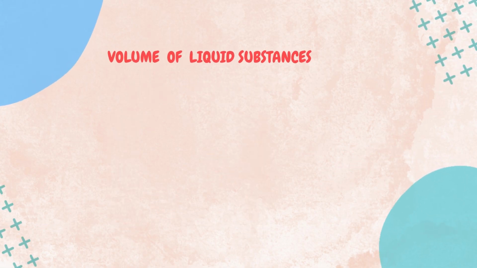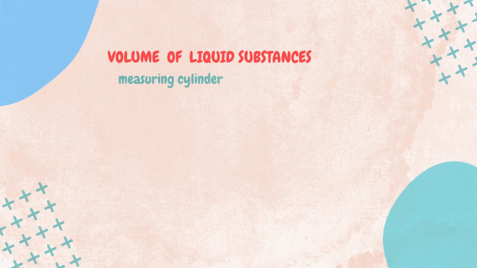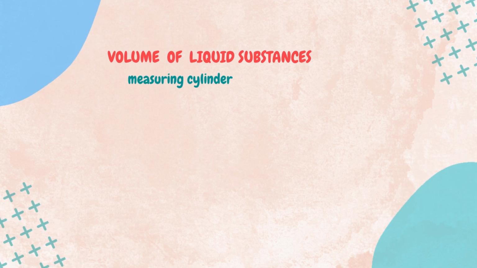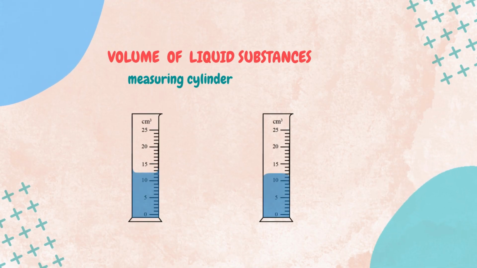Finally, the volume of liquid substances. The volume of liquid substances is measured by the measuring cylinder. The steps involved in measuring liquid substances include: first, check that the measuring cylinder is on a flat surface. Second, pour the liquid to be measured into the cylinder. Then, read the scale at the meniscus.